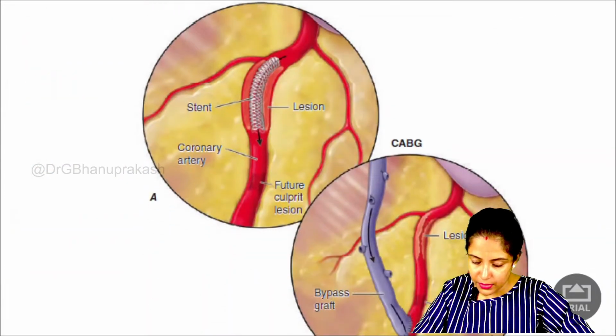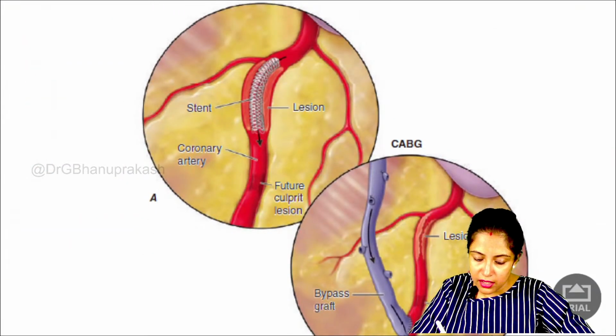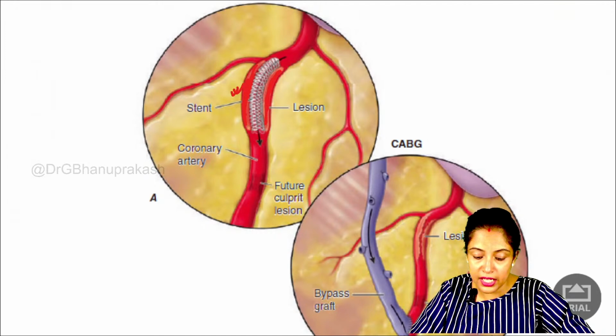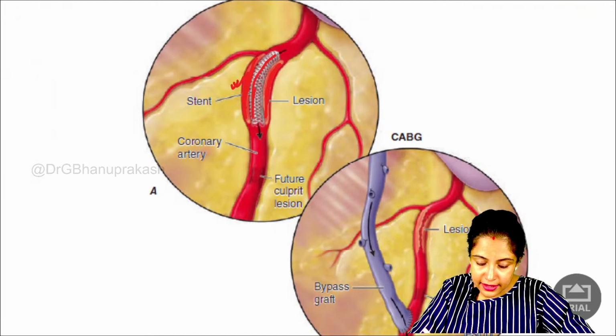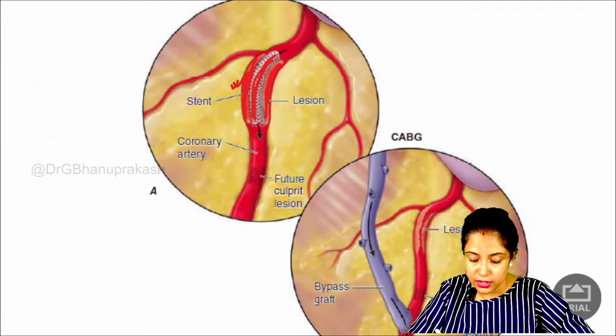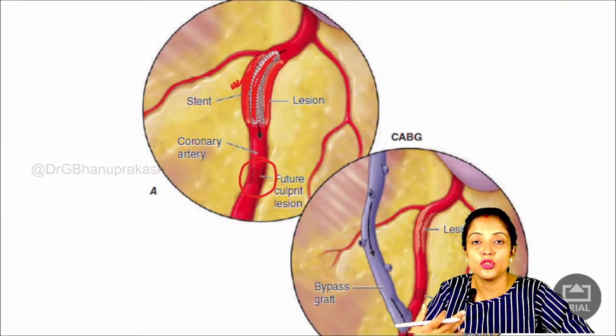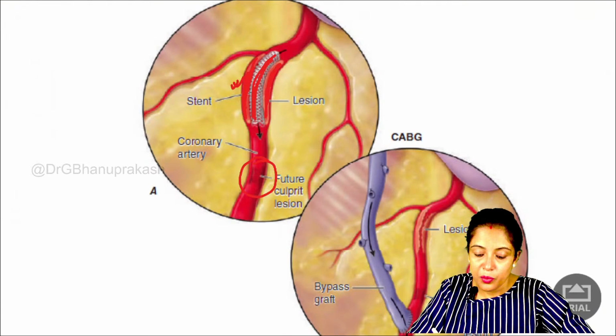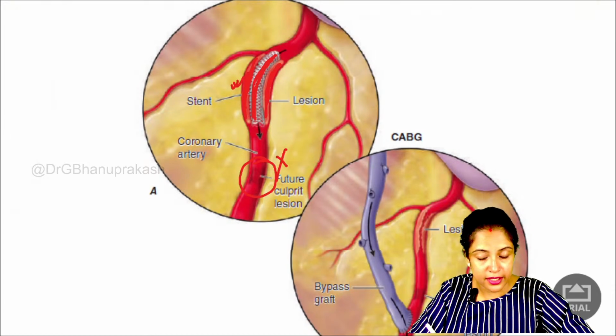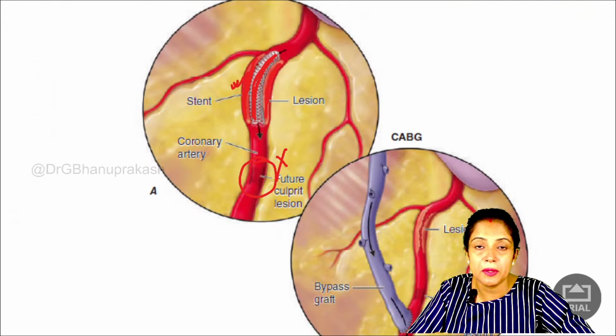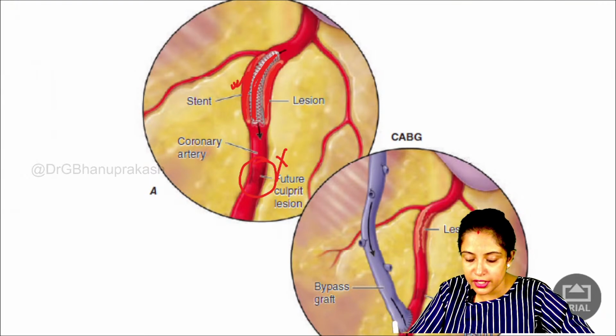How? See, this is a culprit lesion, resulting in stenosis of the coronary. Now, stenting is done in the present lesion. But look very carefully. Here is a future culprit lesion. In future, there may be a complete occlusion of the coronary in this area. But with stenting, this area is not covered. It is left behind. And in future, there may be a need for revascularization.